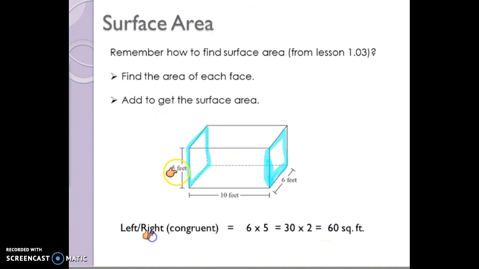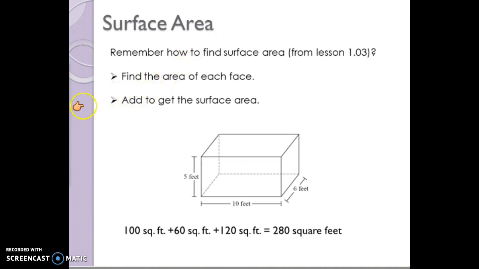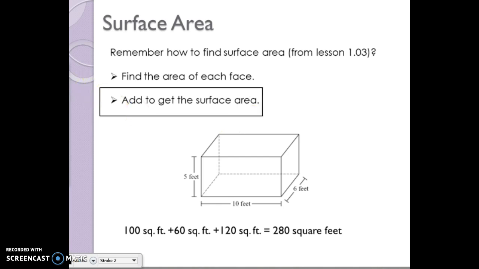Then we have the left and right, so 2 more faces. Each of them are 6 by 5, which is 30, times 2 equals 60 square feet. And the top and the bottom, and their dimensions are 10 feet by 6 feet, which is 60, times 2, which is 120 square feet. And then we add them all together. So 100 square feet plus 60 square feet plus 120 square feet equals 280 square feet. And that is the surface area of this rectangular prism.